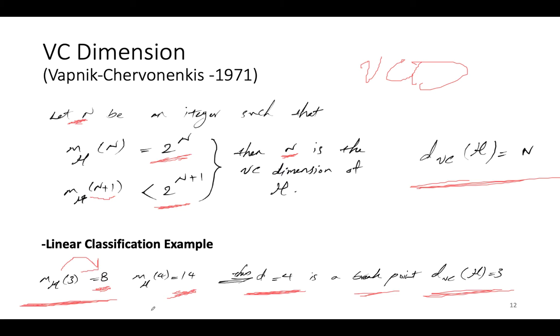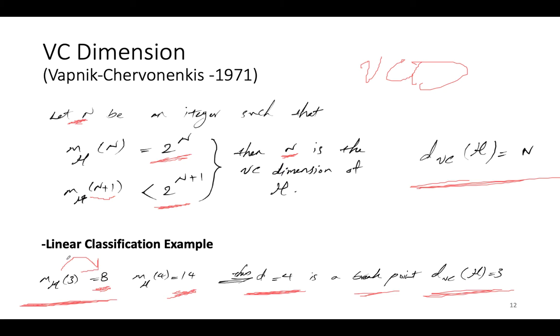So for whether they are collinear or not, it depends on the problem. Right, it depends. You cannot generalize without seeing them. But that's the upper bound of that. So here for n equals 3, we can say 3 is the VC dimension of the hypothesis.